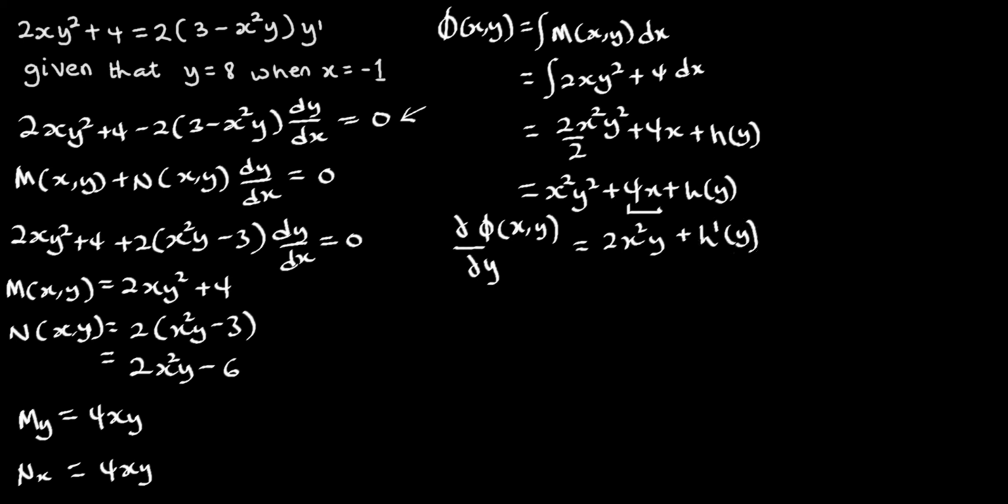From here, you're going to compare this to the other function, which is N of x,y. So let's equate this to N of x,y, which is 2x squared y minus 6. From here, you can see that 2x squared y is here and 2x squared y is here. Therefore, h prime of y will be equal to minus 6. But we need h of y, so you have to integrate this with respect to y.